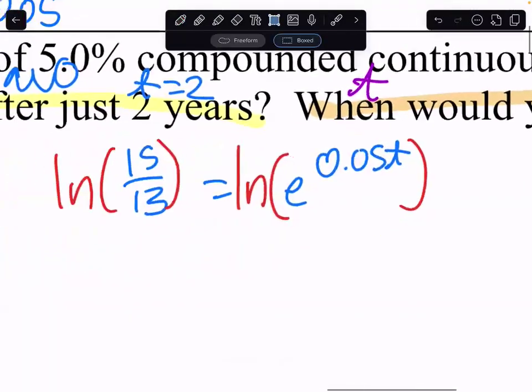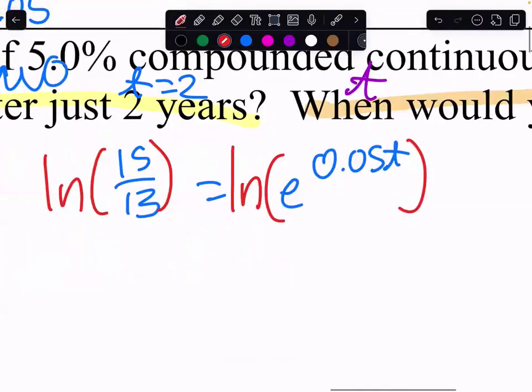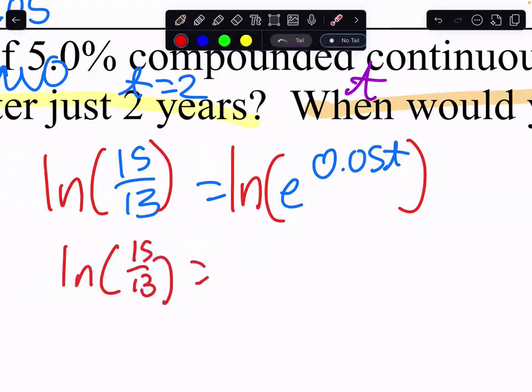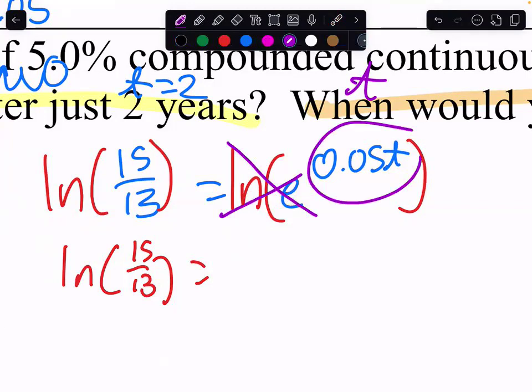Okay, so continuing over here. The left side cannot simplify, just leave it how it is for now. But the right side, we know that natural log and e are inverses, they're opposites. So natural log of e cancels out. Okay, and that leaves just a 0.05t behind.